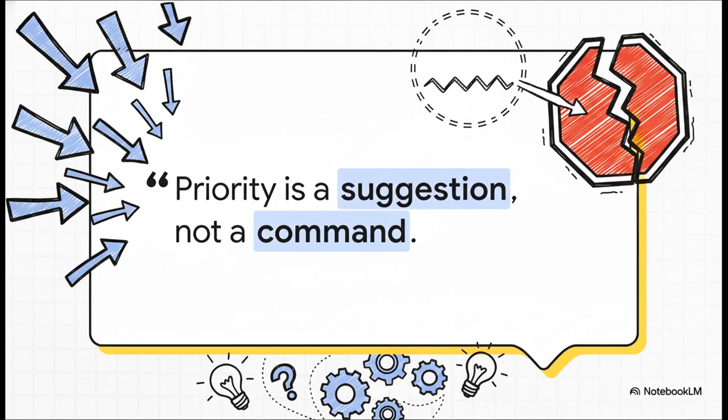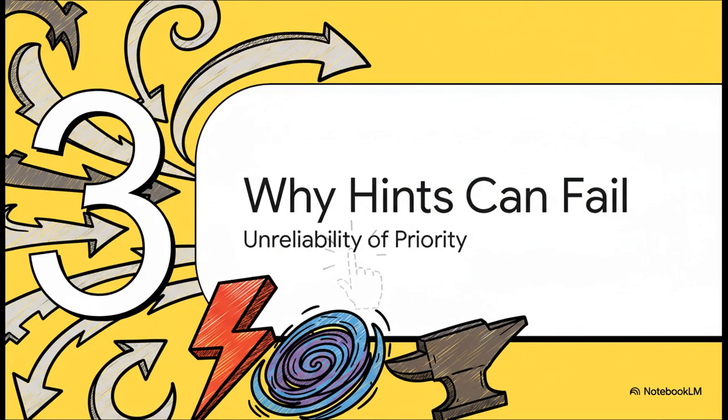So here it is, the one-liner I want you to tattoo on your brain. If you forget everything else from this explainer, remember this. Priority is a suggestion, not a command. Nailing this concept is the key to writing concurrent code that doesn't fall apart. Okay, so why? Why is it just a suggestion? Why is it so darn unreliable when you get down to it?